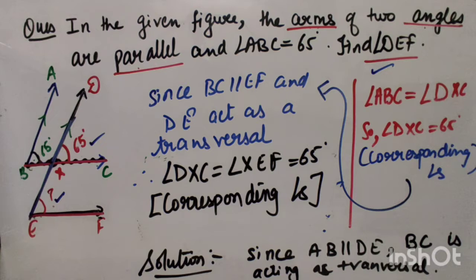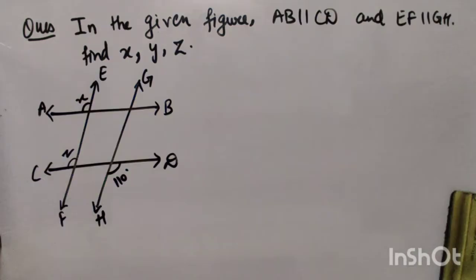This is the way, children, we can find any angle in any figure which has the concept of parallel lines, by using any of the concepts we have used in parallel lines: alternate angles, corresponding angles, or co-interior angles. I hope you understood this question. Now let's move on to the next question.